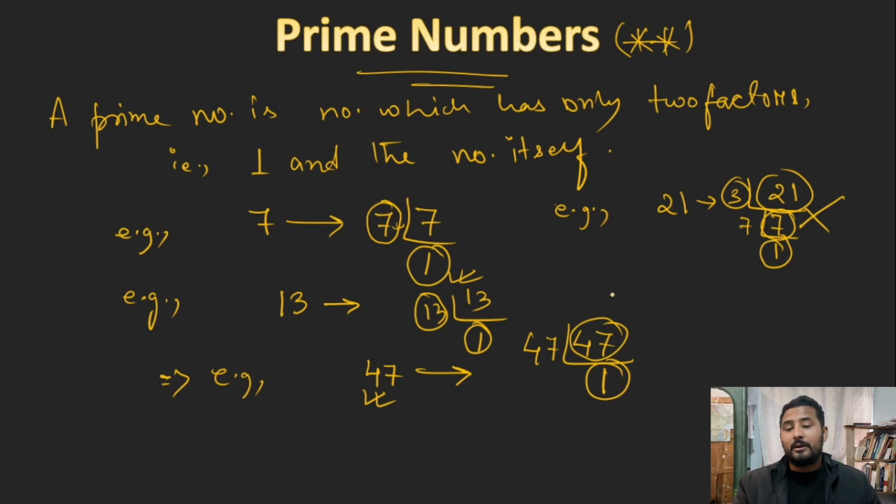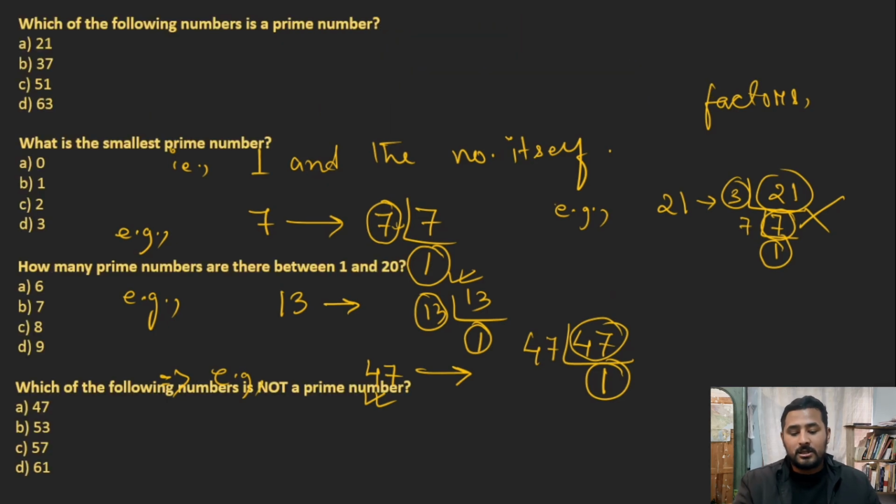So what is a prime number? A prime number is a number which has only two factors. Okay, which has only two factors. That is 1 and the number itself. So let's see some questions which are important for this thing.